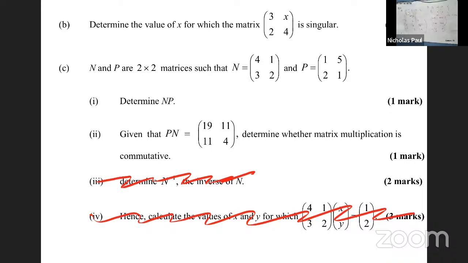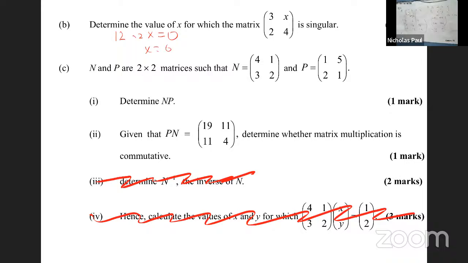All right, let's go. That's correct. All right, let's start. And the first one, so 3 by 4 is 12 minus 2x is equal to 0. So x is 6. You all got that?